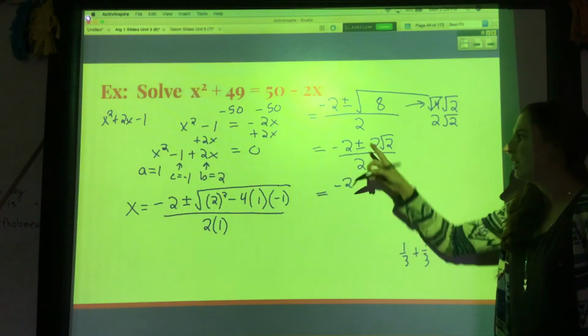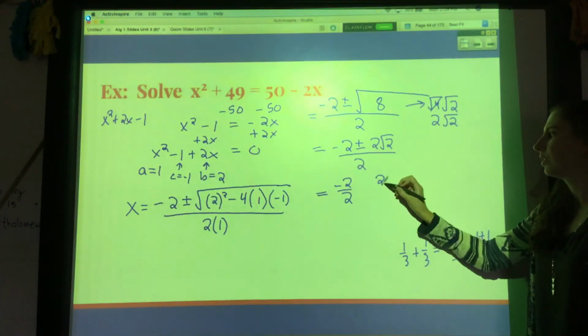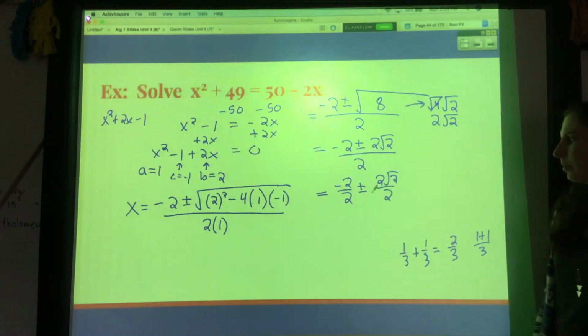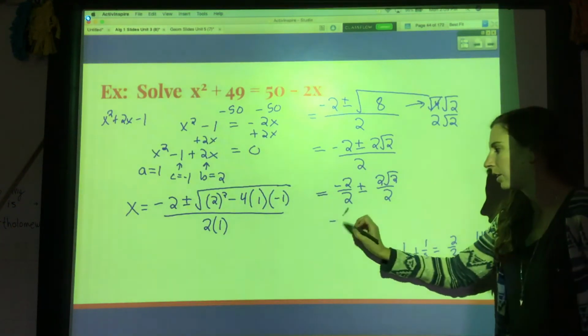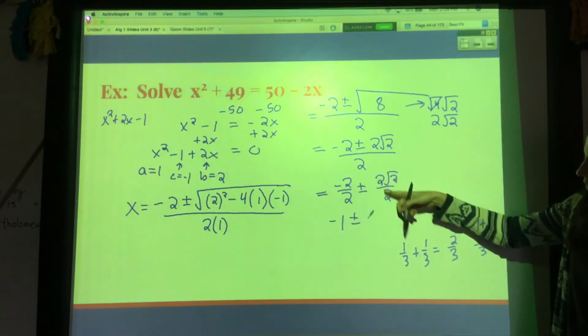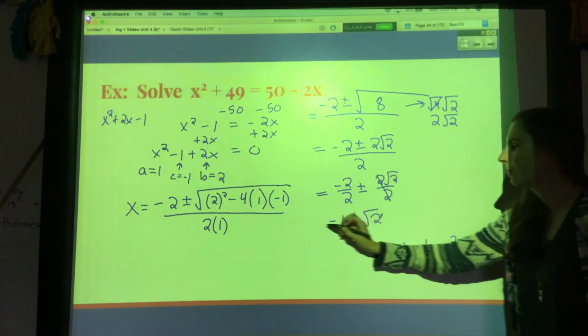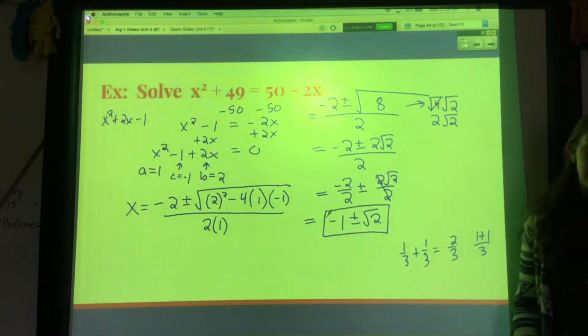So I could do -2 over 2, and then this over 2, and leave the plus minus. Basically, just divide them both by 2. So -2 over 2 is -1. These 2's cancel, leaving just square root of 2. And that's the final answer because I can't simplify any more than that.